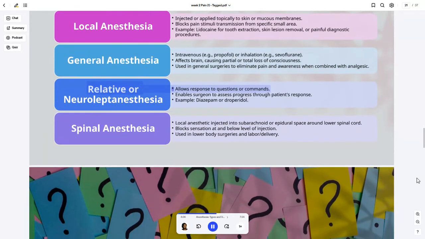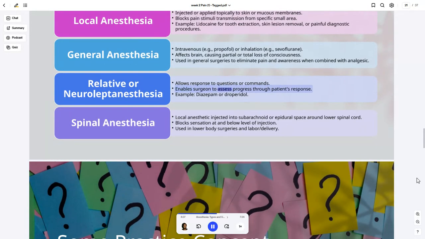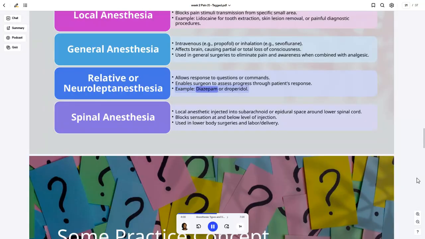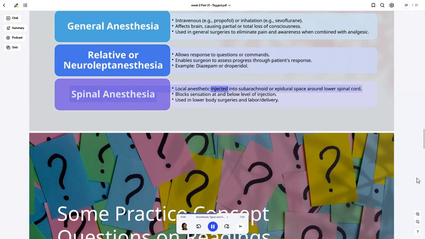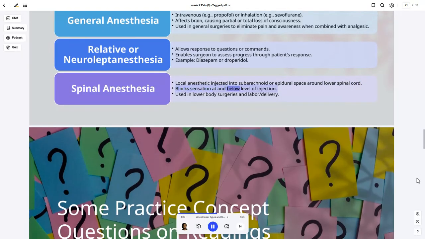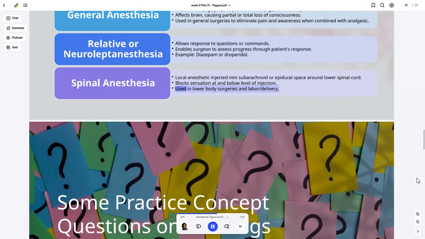Relative or conscious sedation allows response to questions or commands. It enables the surgeon to assess progress through the patient's response. Example: diazepam or droperidol, neuroleptic anesthesia. Spinal anesthesia: a local anesthetic is injected into the subarachnoid or epidural space around the lower spinal cord. It blocks sensation at and below the level of injection. It is used in lower body surgeries and labor delivery.